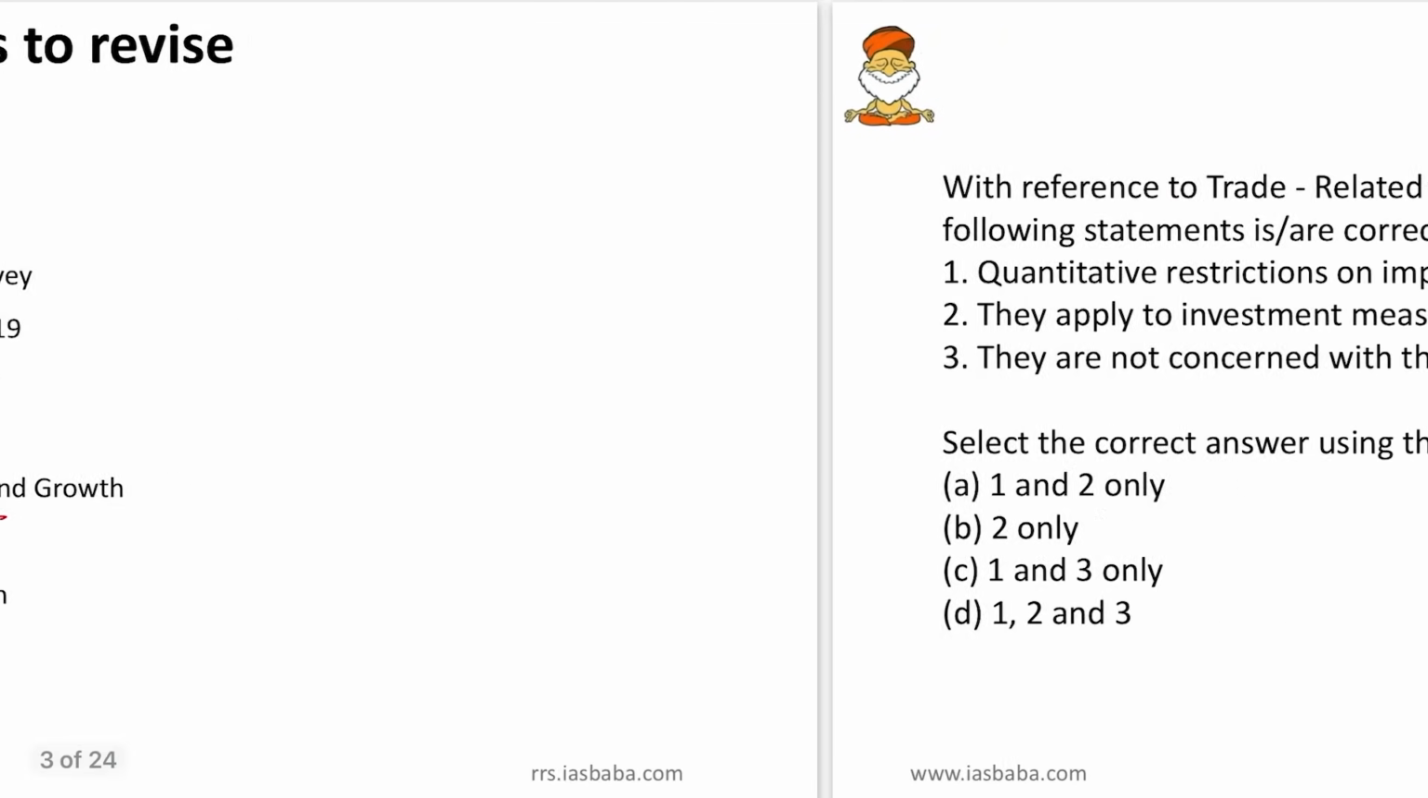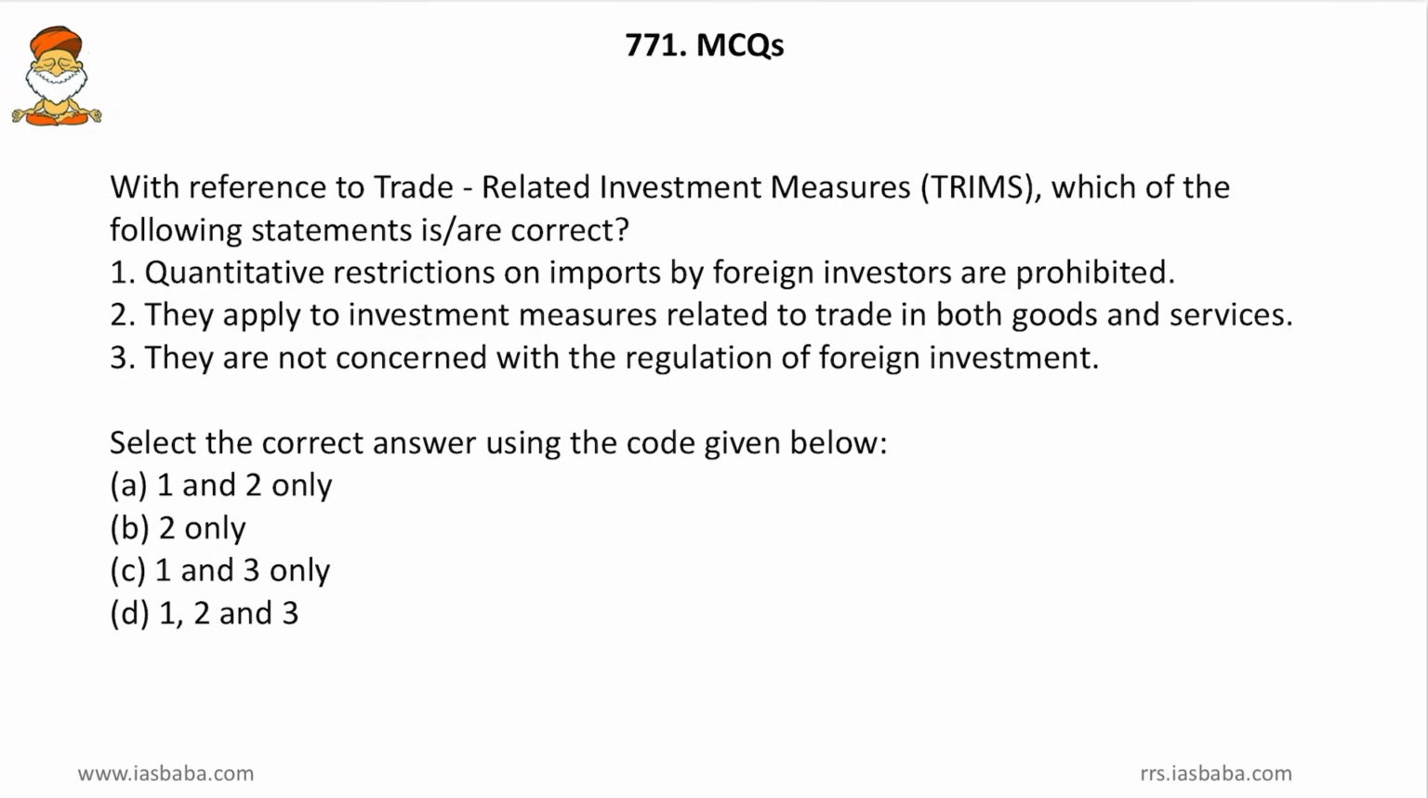Now, coming to the first one, the MCQs. With reference to trade related investment measures, which of the following statements is or are correct? Friends, it is a very basic question. If you have read any standard books regarding economics or any notes, you would have got this. So here, TRIMS is only related to the trade in goods and not in services. So by that, we remove 2 and 1 and 3 can be the option. So if you remove 2, then A, B and D, they will be striked out automatically. Now, come to the next one.